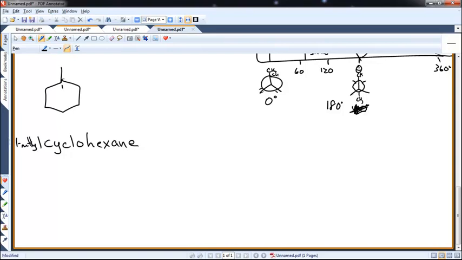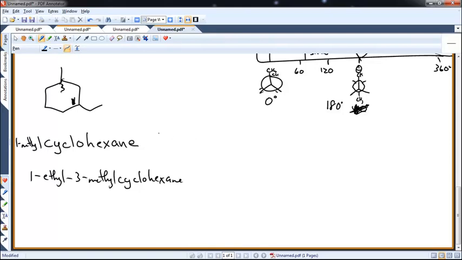methyl cyclohexane. If I had another thing attached, I would say, oh, at the 3 position, I have an ethyl. So that would be my, actually I'd have to rename that, so it would be 1 ethyl, this one would be the 1, and then this one would be the 3. 1 ethyl, 3 methyl, cyclo, you just stick that word in there, and then however big the ring is, cyclohexane.